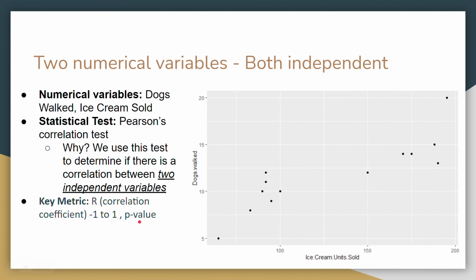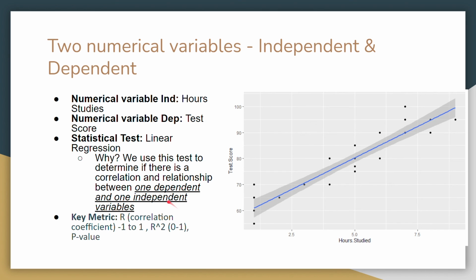Then we also generate a p-value, and that's just going to determine whether or not your Pearson's correlation test is significant or not. So moving on to the next scenario where we are using two numerical variables, but in this case we are using an independent variable and a dependent variable.